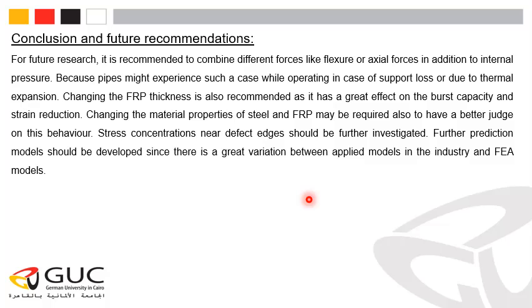Changing FRP thickness is also recommended, as it has a great effect on the burst capacity and strain reduction. Changing the material properties of FRP and steel may also be required to better judge and provide more accurate prediction results. Stress concentrations near edges of defect should be further investigated. Further prediction models should be developed, since there is a great variation between applied models in the industry and FEA models.